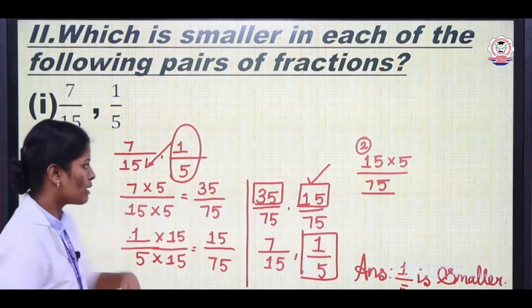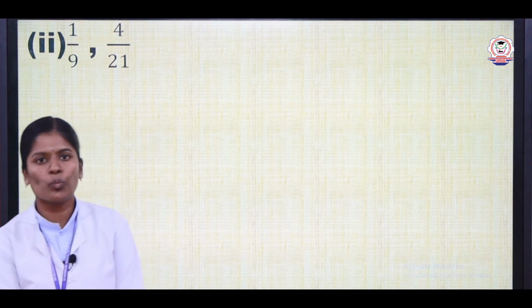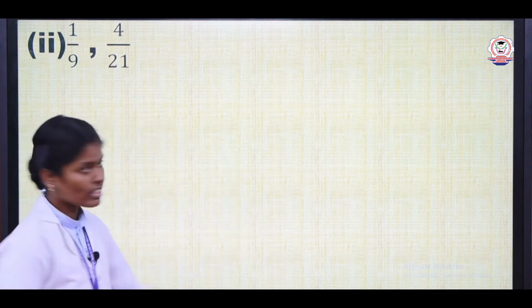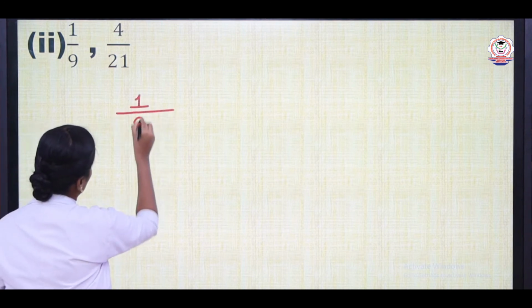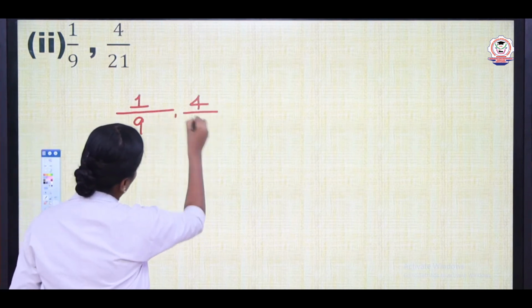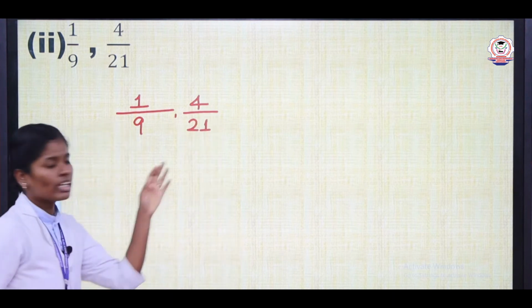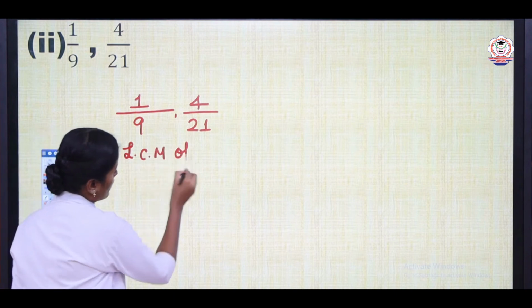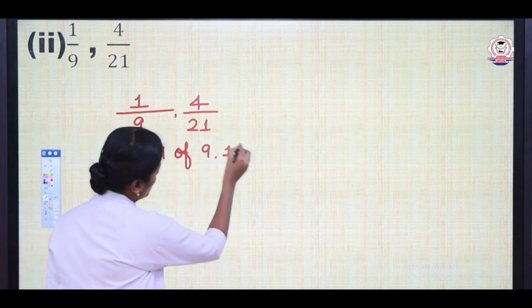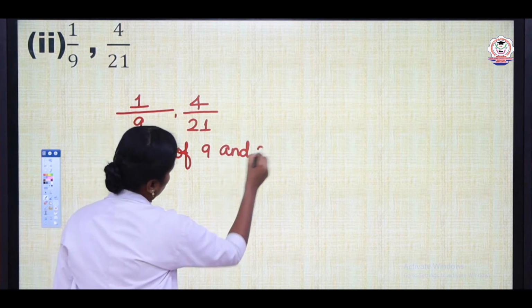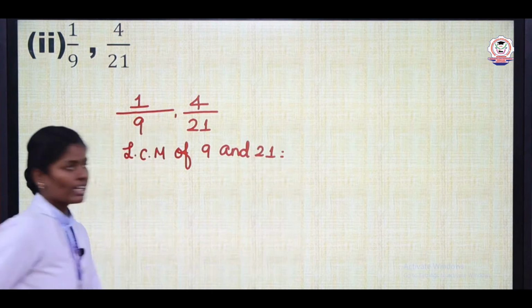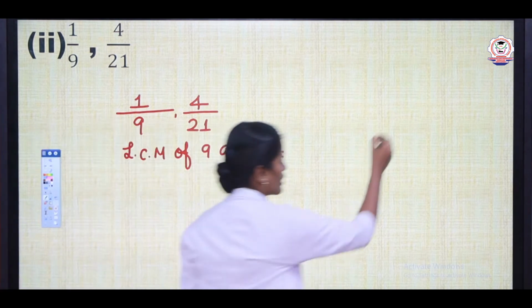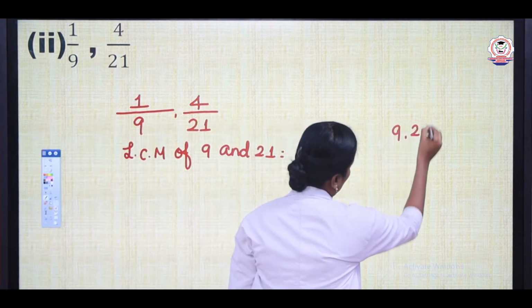Next we'll see another example. Listen here. So next question 1 by 9 comma 4 by 21. Here you will take the LCM, then you will find the answer. Listen here, 1 by 9 comma 4 by 21. Take the LCM of 9 and 21. Take 9 comma 21.